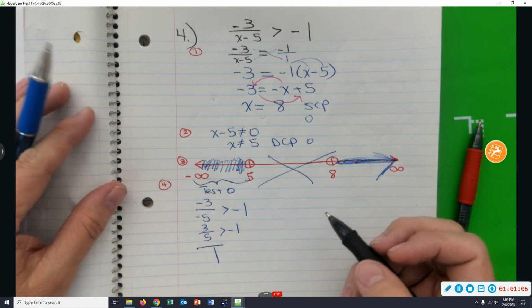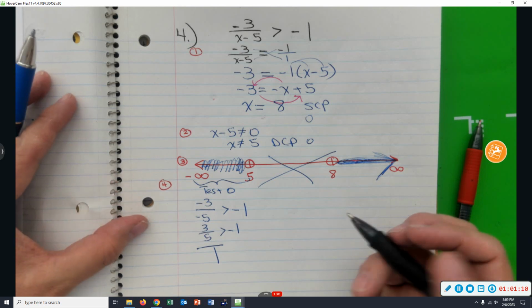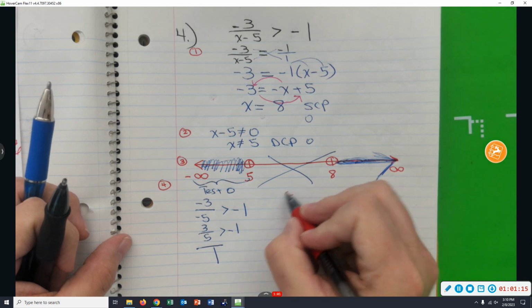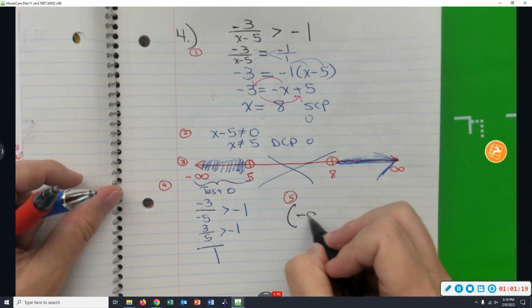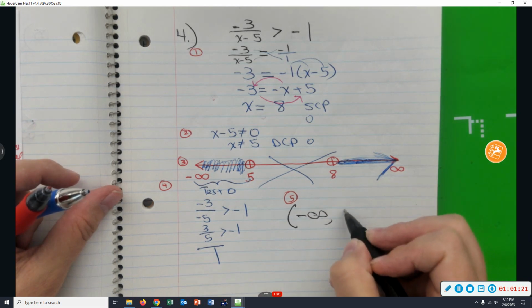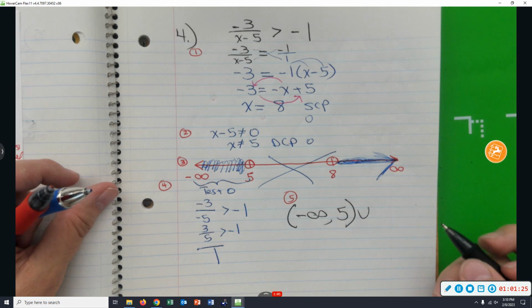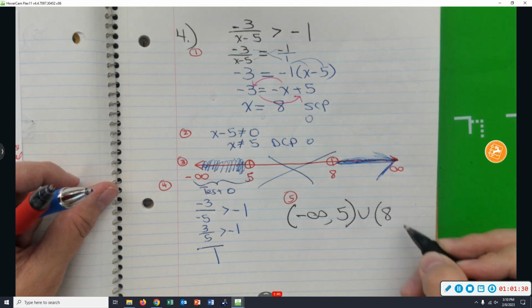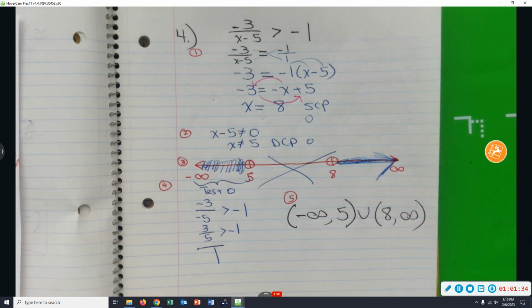Call it out. Am I going to need a U in my answer? Am I going to need a union? Yes. Call it out as if you were typing it in. Here's step number 5. Parentheses, negative infinity, comma, 5, parentheses, union, parentheses, 8, comma, infinity, and parentheses. Okay. Any questions there?